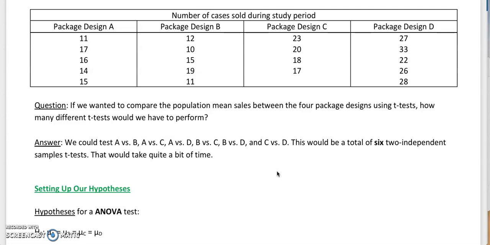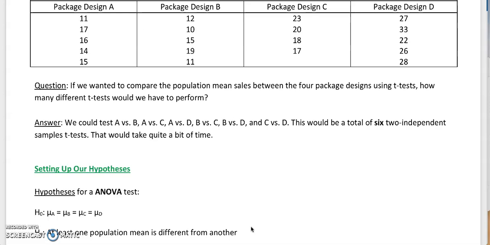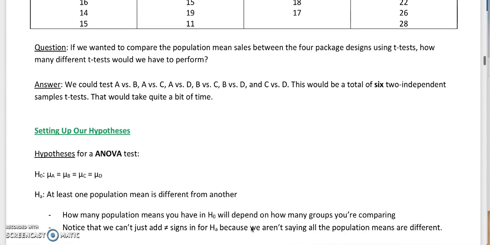So for example, it's entirely possible that package designs A, B, and C, they don't matter at all. No matter which one you use, you would sell the exact same number of cases of cereal on average. But maybe package design D is different. So instead of putting that all of them are different, we actually just write it out in words for the alternative hypothesis. And we say the alternative is that at least one population mean is different from another. So null model, all population means are equal. Alternative model, at least one of those population means is different from another one.